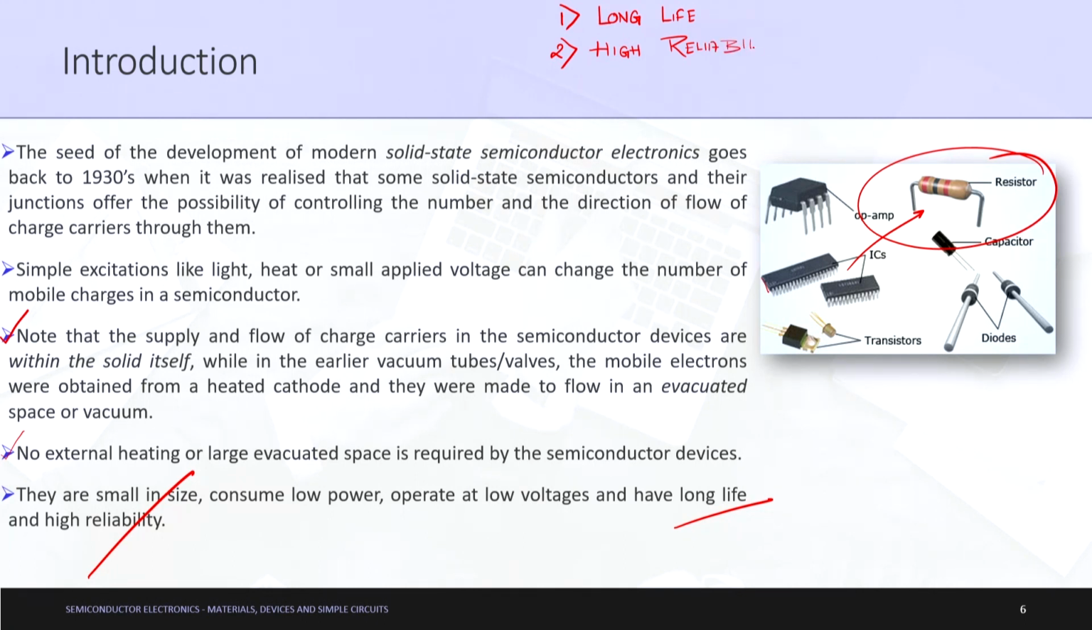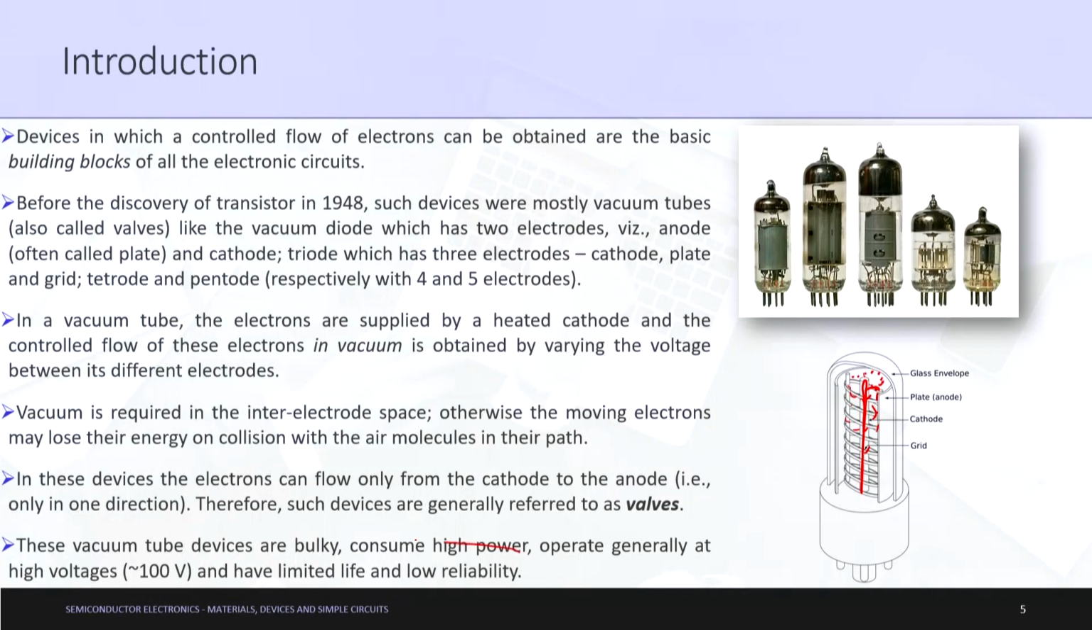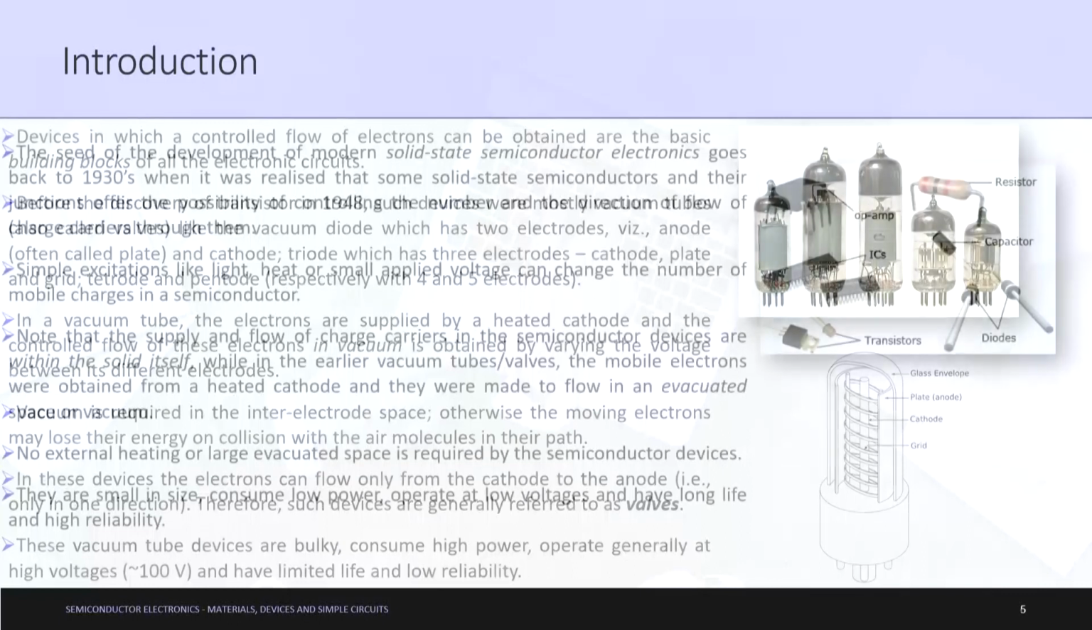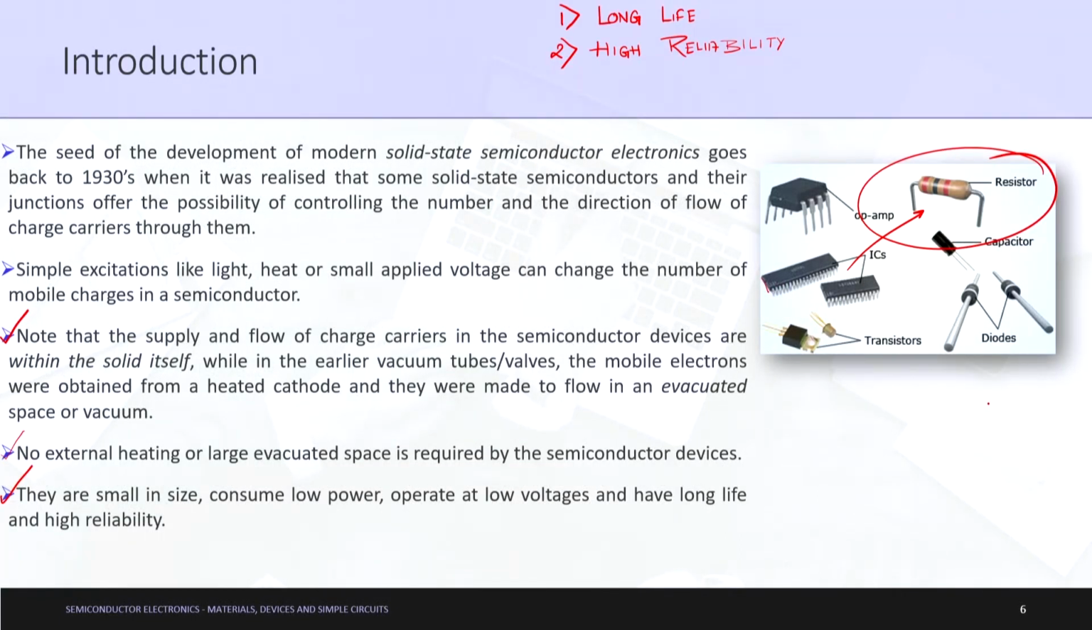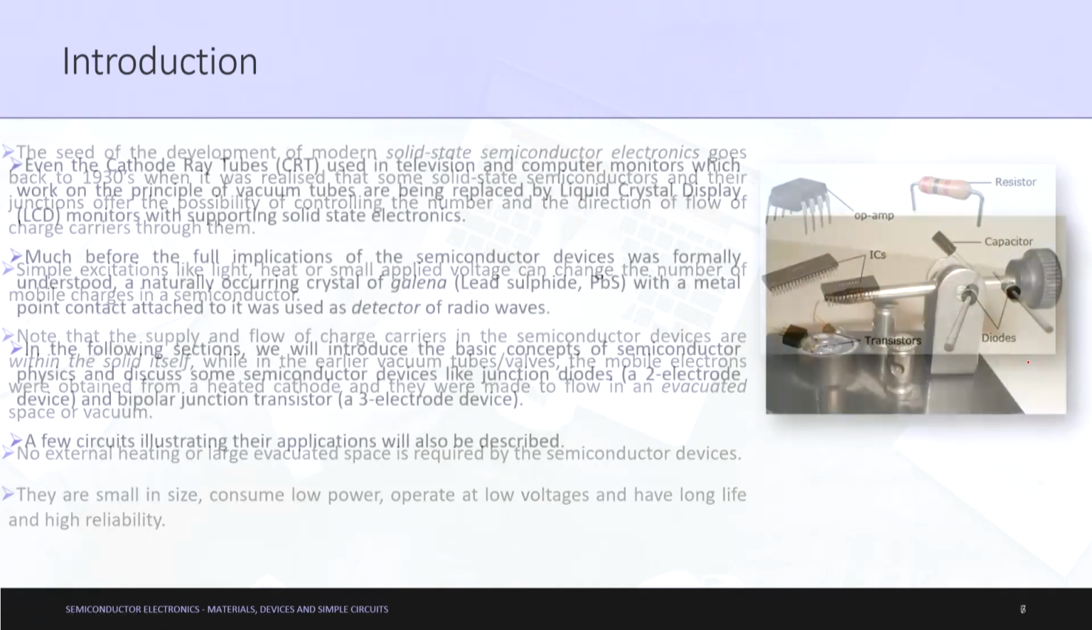Please remember that these are the basic differences between vacuum tubes and our day-to-day solid state semiconductor devices. Vacuum tubes had limited life and low reliability, but today's semiconductor electronics have long life and high reliability, and hence can be used in your subsequent applications. That was the complete conclusion of this slide. Let's move on to the next slide now.